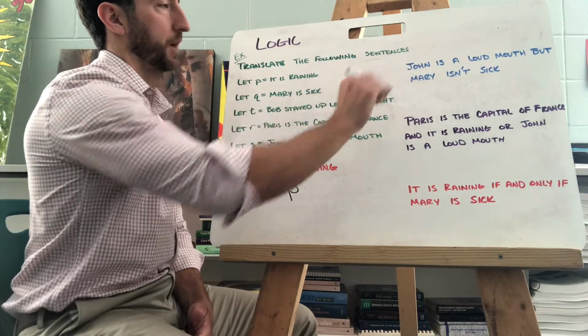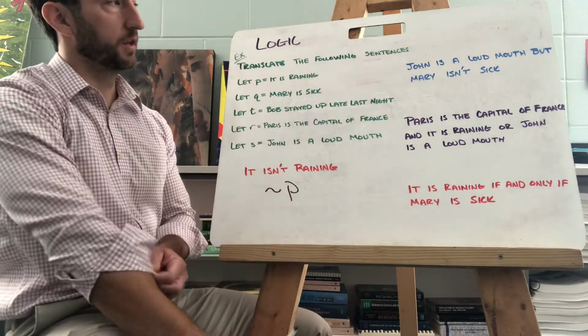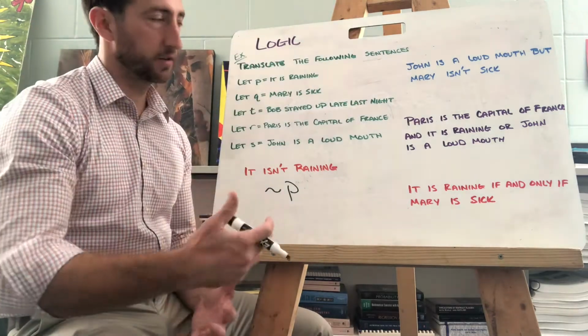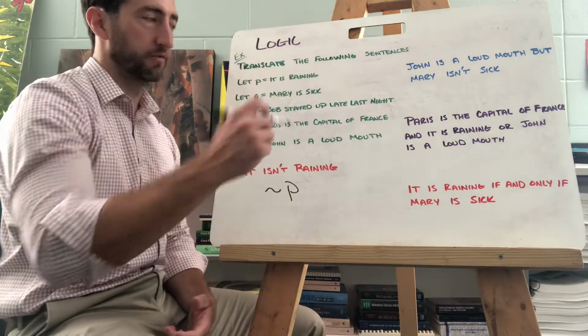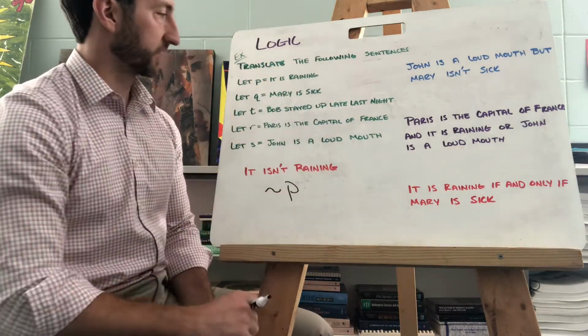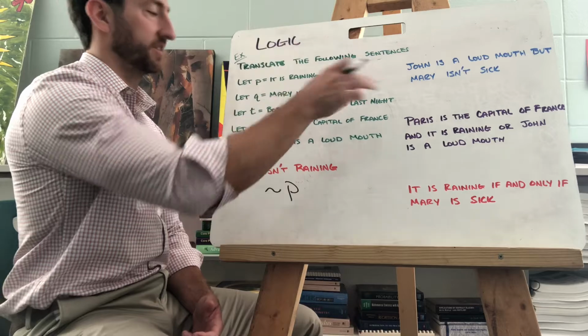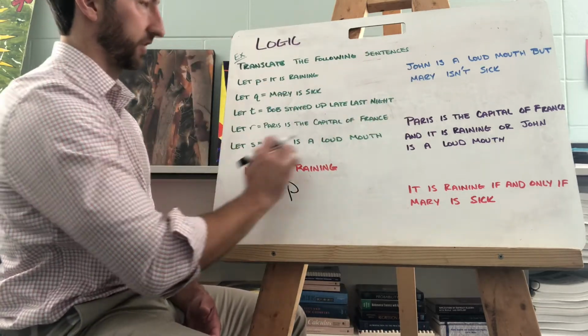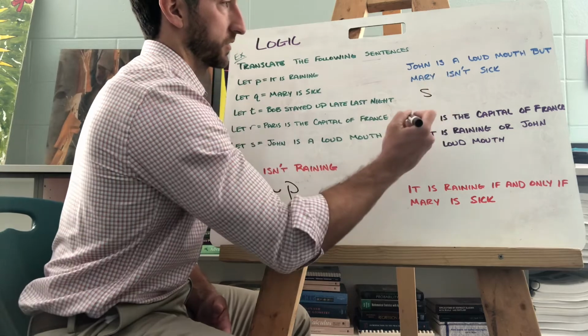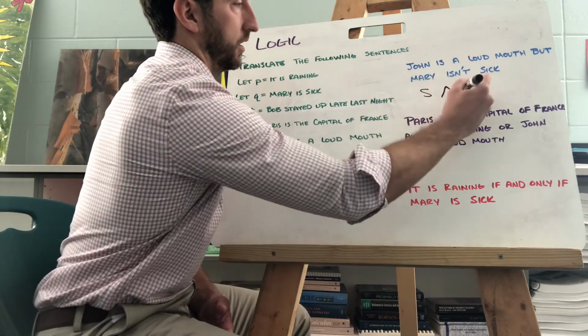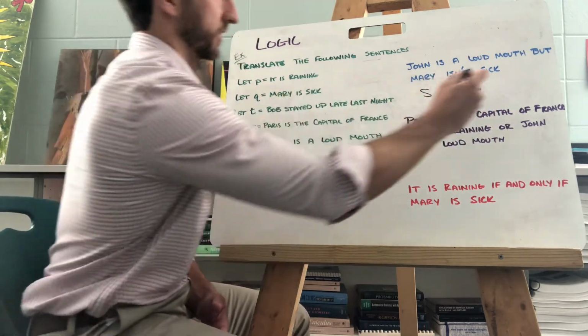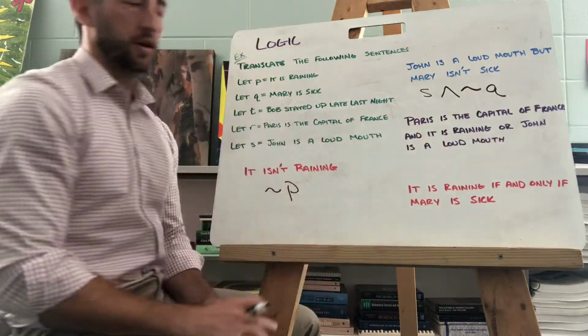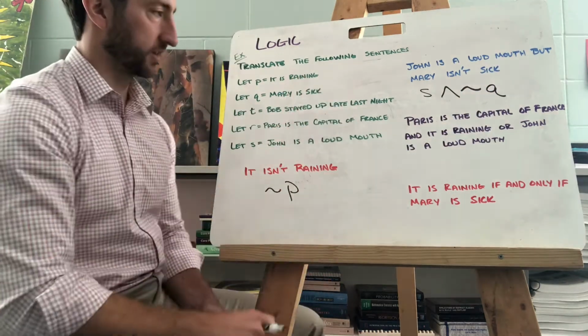John is a loudmouth, but Mary isn't sick. So but is kind of an and, so we're going to use that upside down V. And then Mary isn't sick, it says isn't sick, so we're going to negate that. John is a loudmouth is S. So it's going to be S and not, and then Mary is sick is Q. So that's how we translate that.